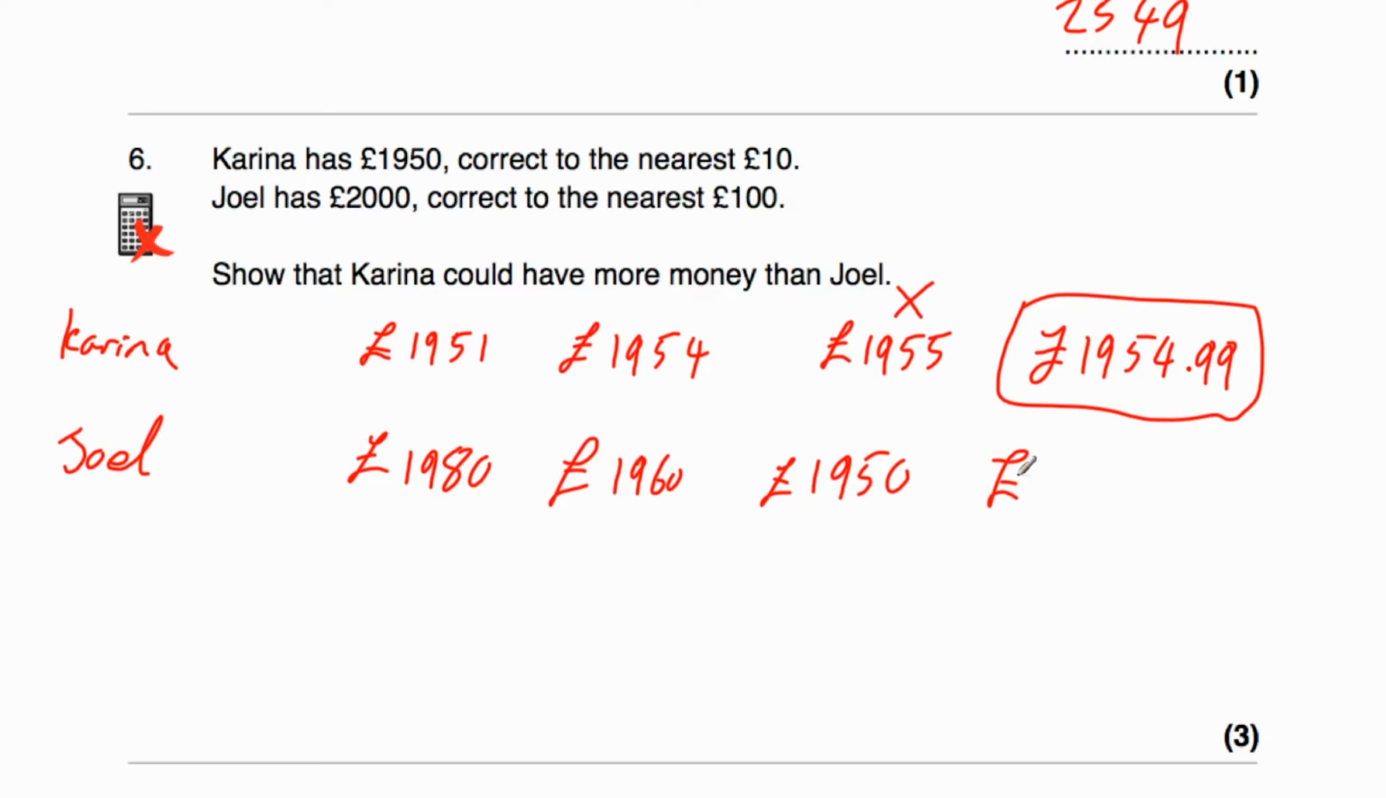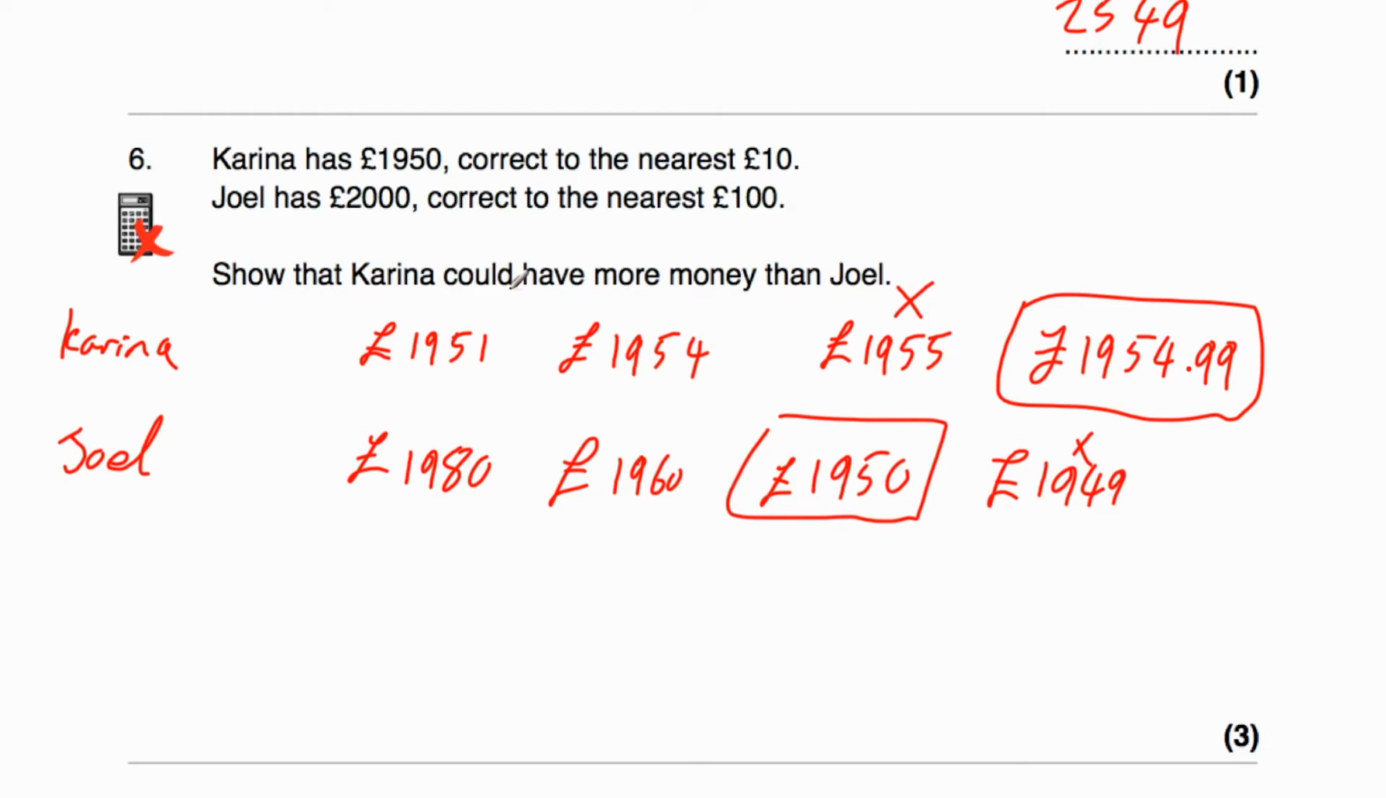But he couldn't have £1,949, because that amount of money would round down to be 1,900 rather than up to be 2,000. So the lowest possible amount of money that Joel could have would be £1,950. He can't have anything below this, because if he had £1,949 or anything like that, it would round down. So this is the lowest possible amount of money that he could have.